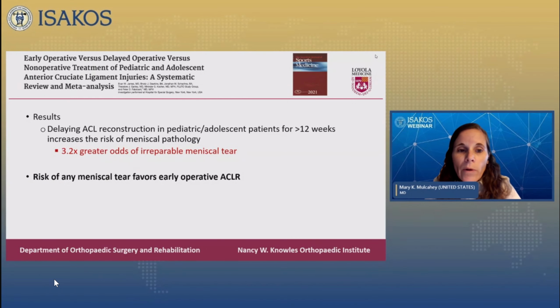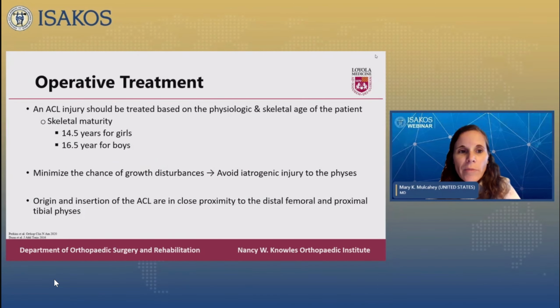So again, key takeaway point here is that delaying ACL reconstruction in this patient population for more than 3 months leads to a much higher risk of meniscal pathology, and even specifically a higher rate of irreparable meniscus tears. And bearing this in mind, with this risk of any meniscus tear, that really favors early operative intervention in our pediatric patients. We have to treat these kids based on their physiological and skeletal age.